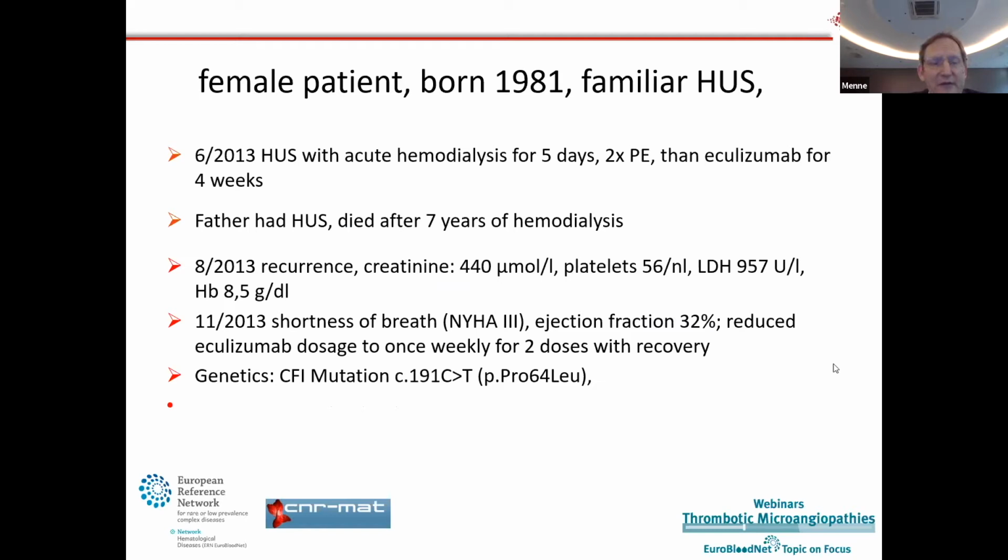Another very interesting patient, also a woman. I mean, women always get TMAs more often, about 70% of TMA patients. This is independent of whether it's Shiga HUS, EHEC HUS, atypical HUS or TTP. Always women get it more frequently. This was a case that was interesting because she had acute kidney injury when she was only 32 years old. Her father had hemolytic uremic syndrome and was even on dialysis for 7 years and died.